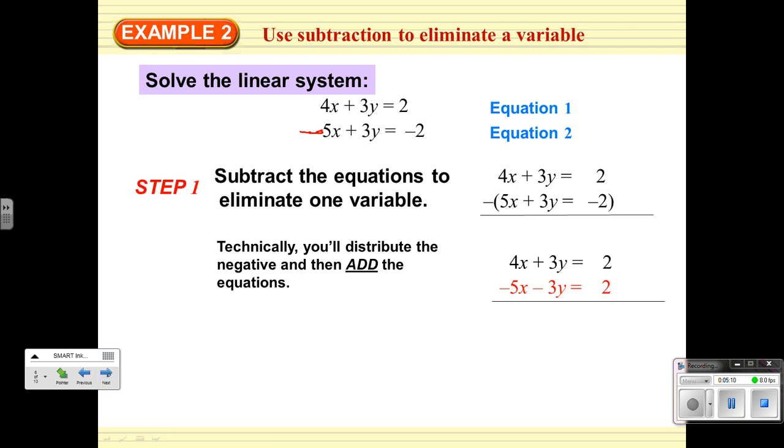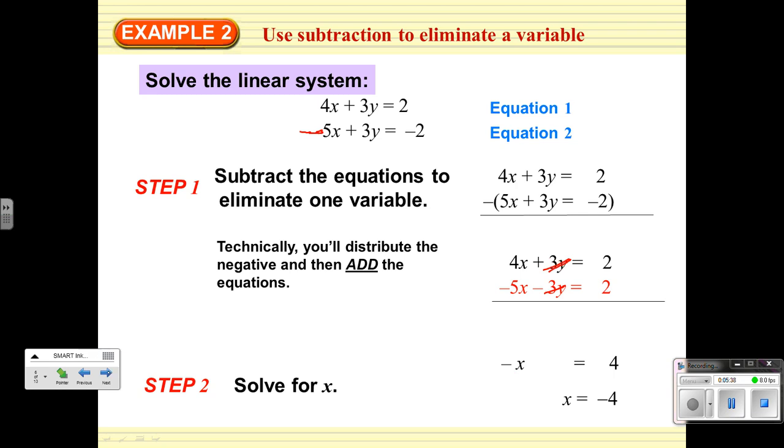We're going to add, and we're going to get 4x minus 5x is -x. Our 3y and our 3y cancel out, and then our 2 plus 2 is 4. So the opposite of x is +4, so positive x would have to be -4. Again, we could say multiply both sides by -1, however you want to say it. Change the sign of x, change the sign of your constant.